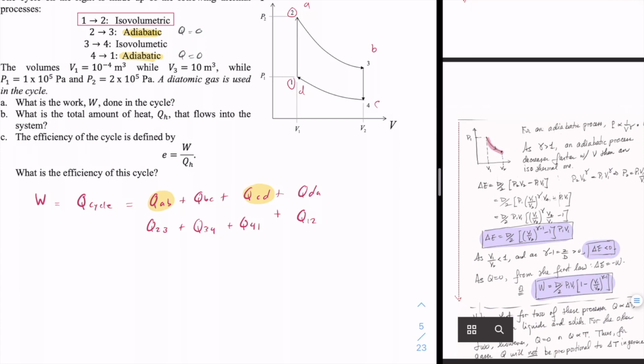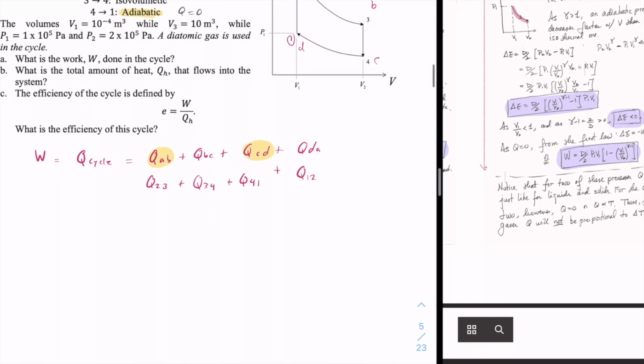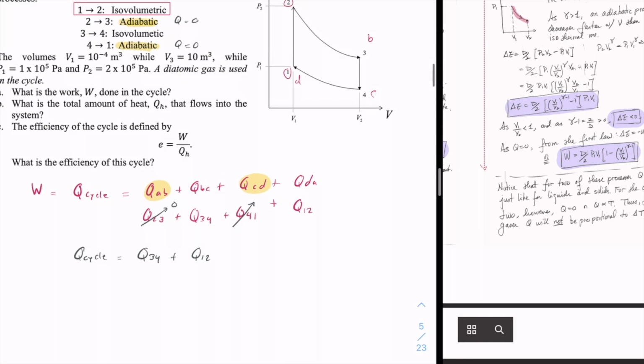So we can go ahead, and if you want a little bit more background, feel free to refer back to that. But we're just going to go through the steps of the problem, and we know that we can set these equal to 0, and we can simplify our Q cycle by a lot. Okay, so for our Q cycle, we have Q34, and then we have Q12. Okay, so what are those?